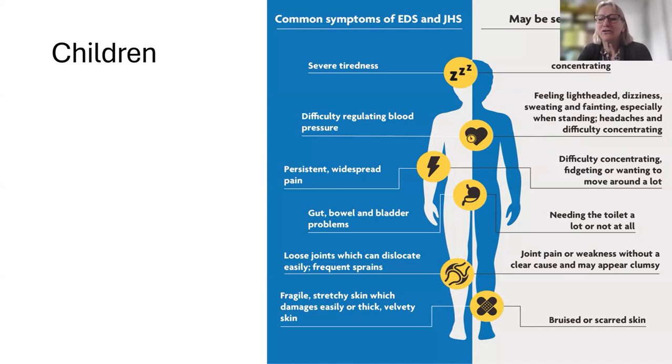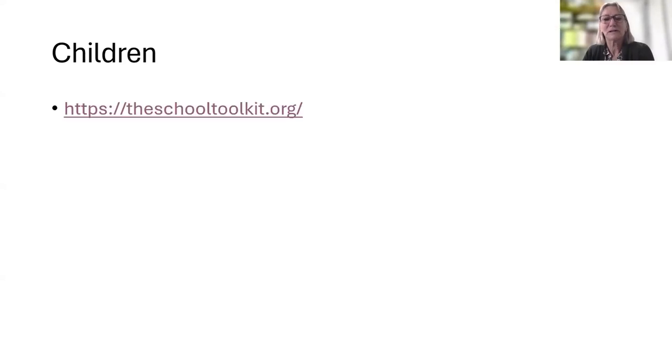The gut and bladder issues could be about being in the toilet a lot or not using it much. Joint pain or weakness, and often these children are clumsy, they're walking into doorways, they look uncoordinated, not very good with spatial awareness, and they often have bruises or scars, which is much more than normal with children. So they can be a little bit difficult to pinpoint what's going on.